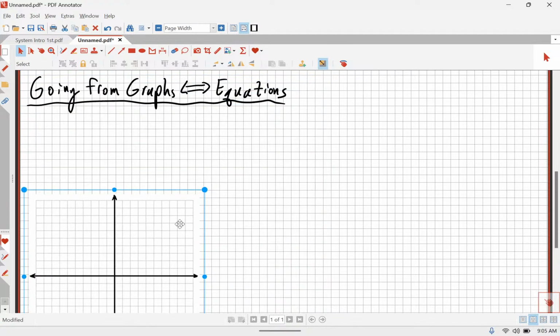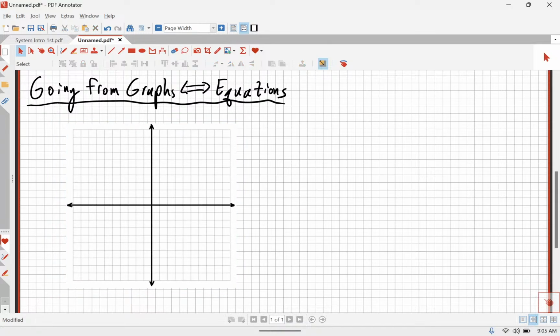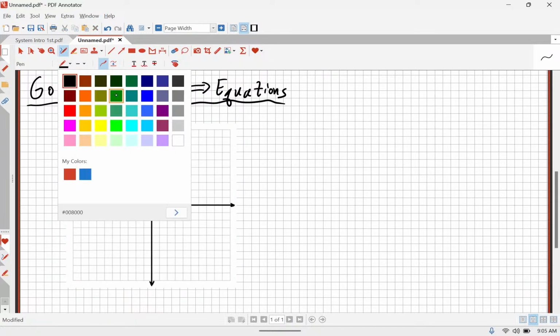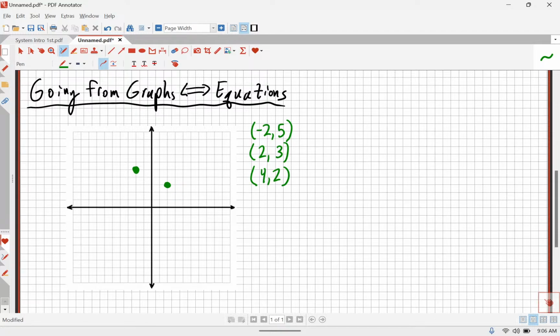Let me get that shrunk down a little bit so it's less unwieldy. Okay, here we go. On this very first one, we're going to draw 3 points. I'm going to write down the coordinates and help you draw them. They're going to be at (-2, 5), (2, 3), and (4, 2).